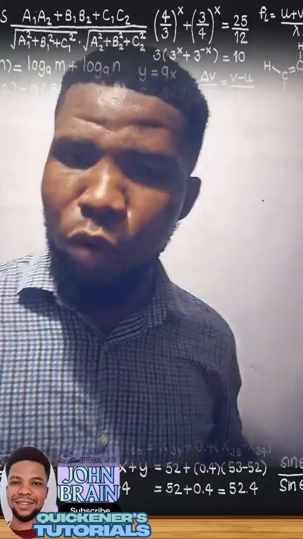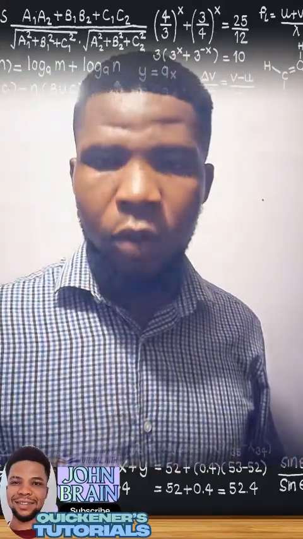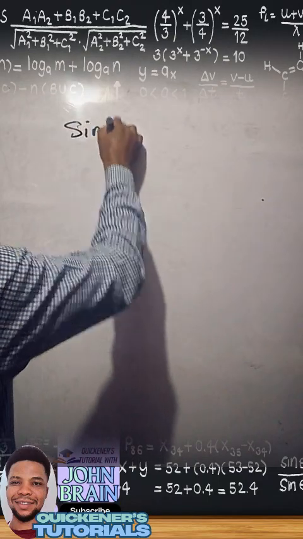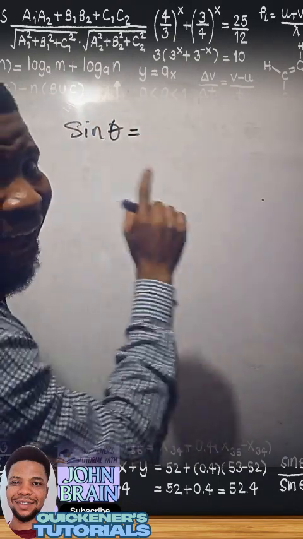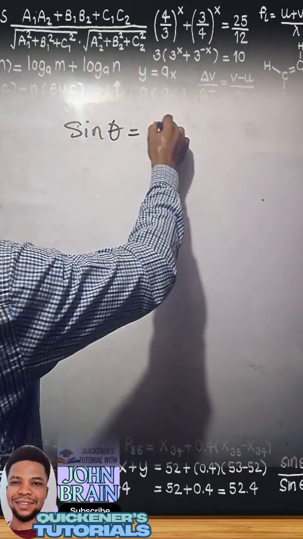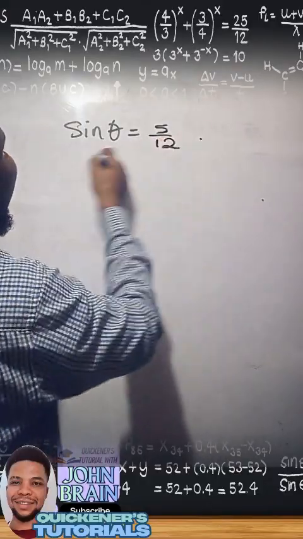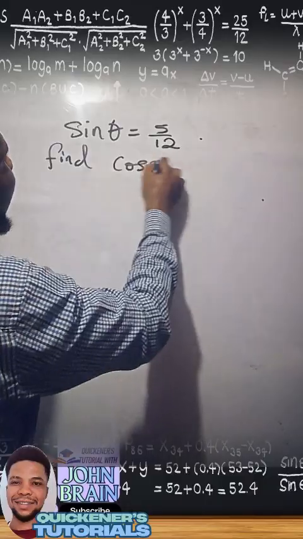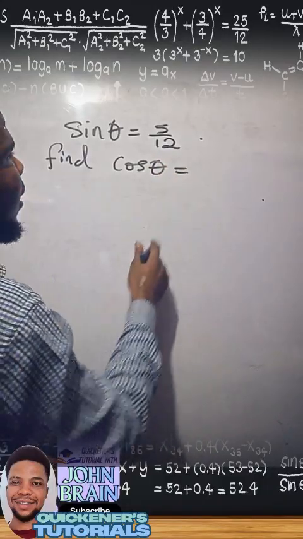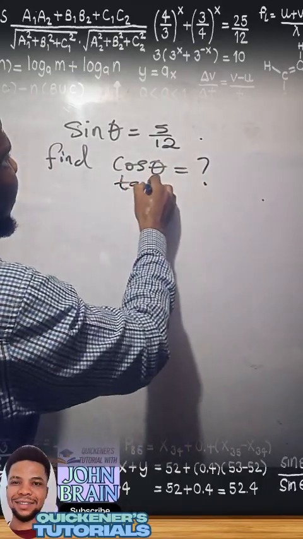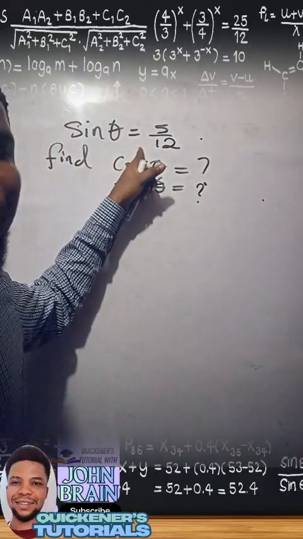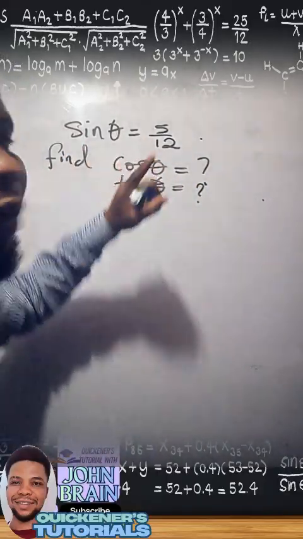So let's look at other ratios. We have a situation I would like to solve now. Let's assume that they give you sine theta as 5 over 12, and you are asked to find cos theta and tan theta. How do you do that? Now, if they give you any ratio, either cos or sine, let's just use this one for instance.